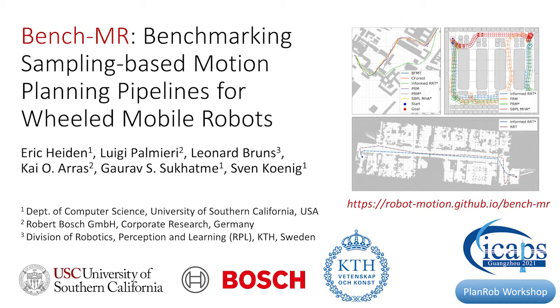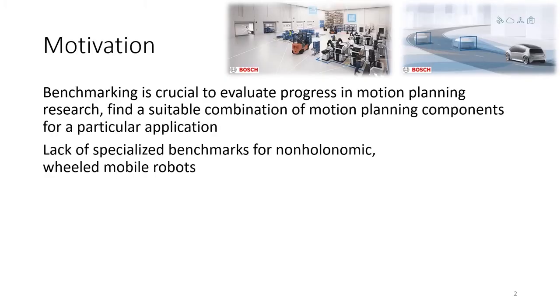We present BenchMR, a motion planning benchmark for wheeled mobile robots. There are many components in the motion planning pipeline, ranging from the planning algorithms and extend functions to the environments on which they are evaluated. Finding a best performing combination of these ingredients for the desired use case is therefore a challenge.